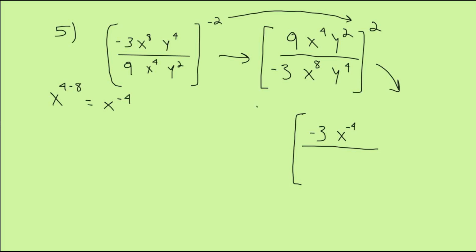And now we can simplify y to the 2nd power and y to the 4th power. If we do that, we get 2 minus 4. We get y to the negative 2 power. So it's going to go here on our numerator.